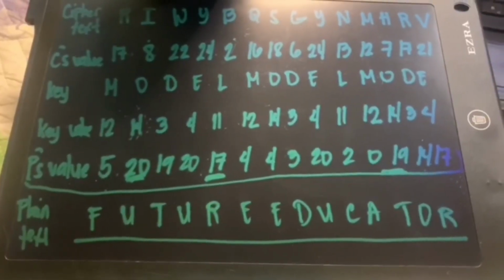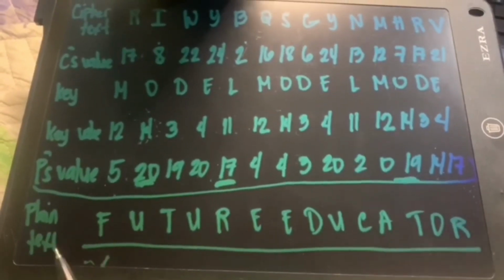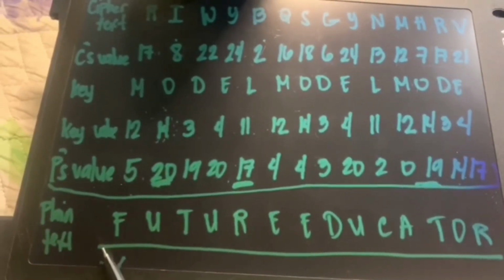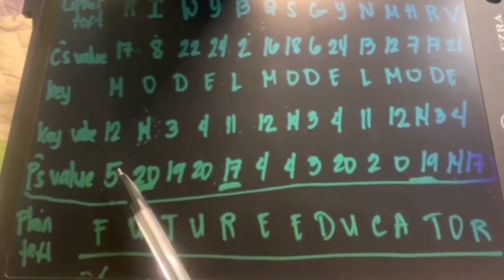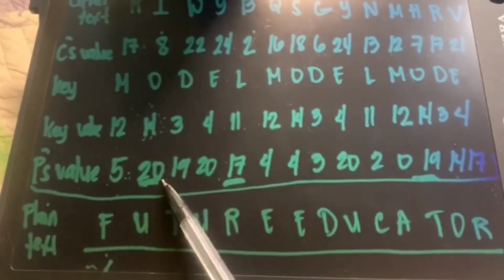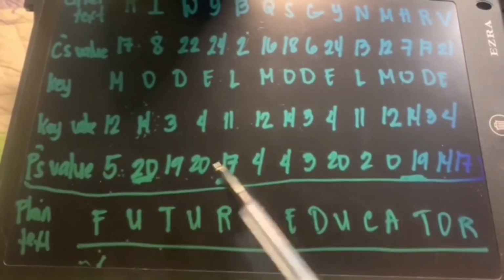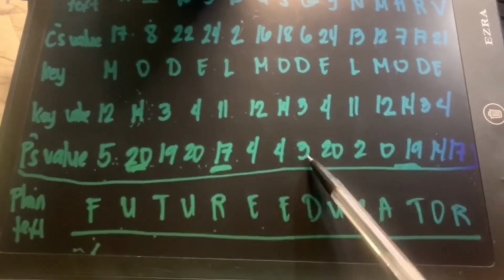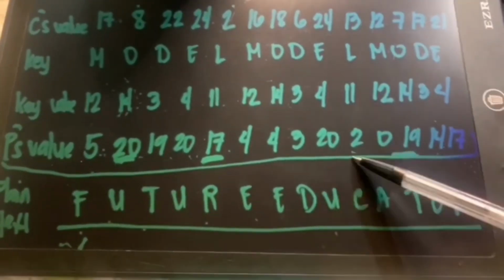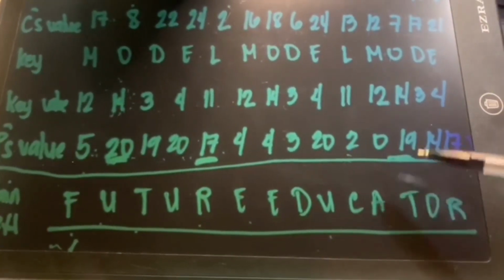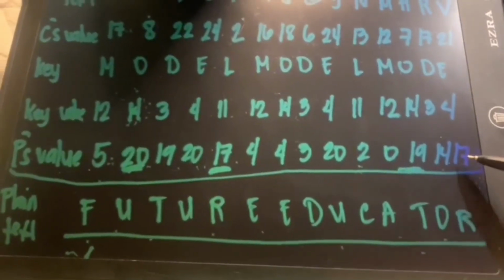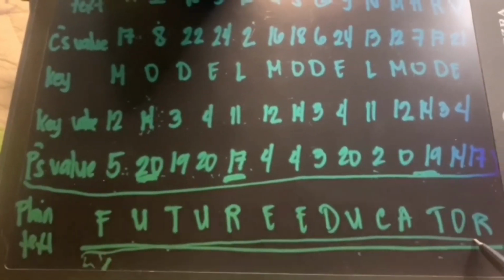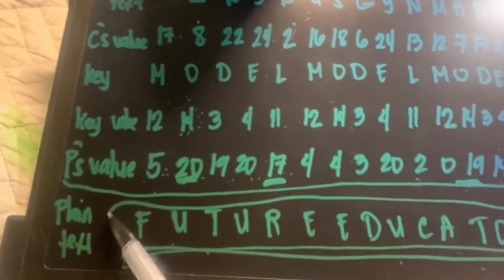So in order to get the plain text, we have to base on our cipher mentioned a while ago. Since the value of 5 is F, 20 is U, 19 is T, 20 is U, 17 is R, 4 is E, 4 is E, 3 is D, 20 is U, 2 is C, 0 is A, 19 is T, 14 is O, and 17 is R. So that is our plain text for the decryption.